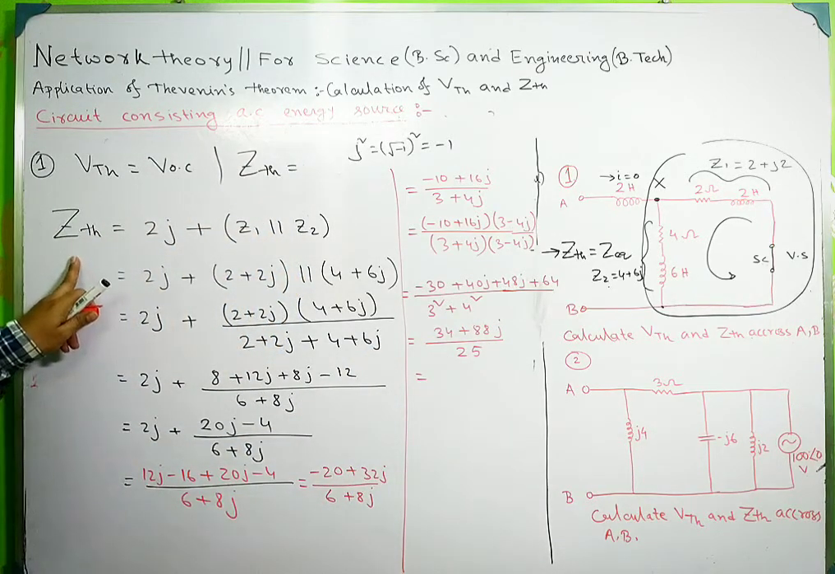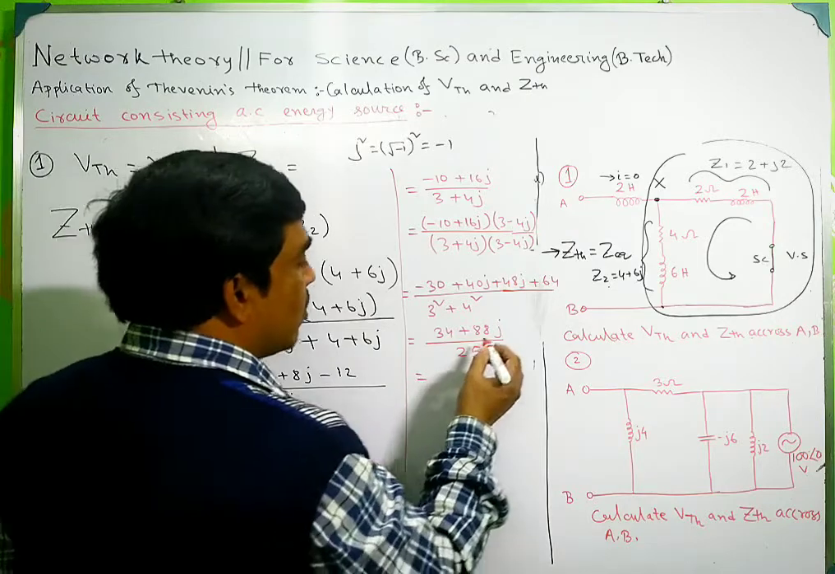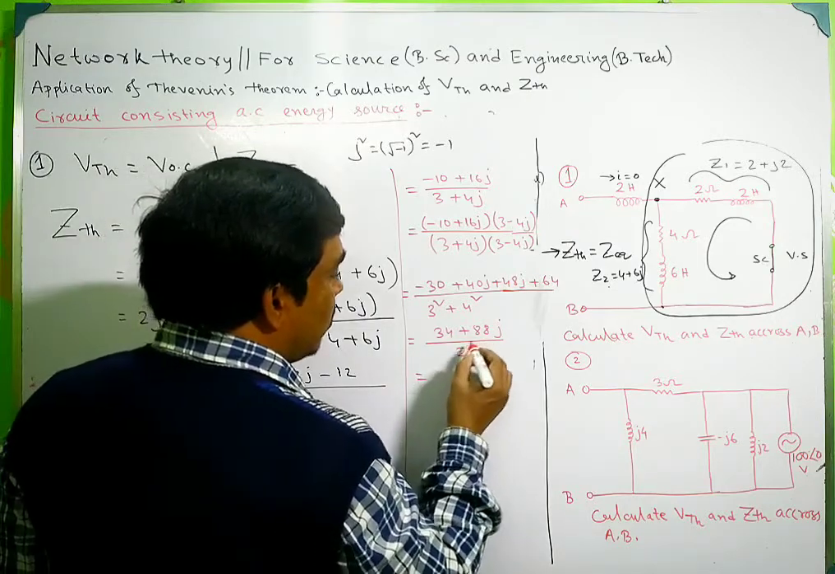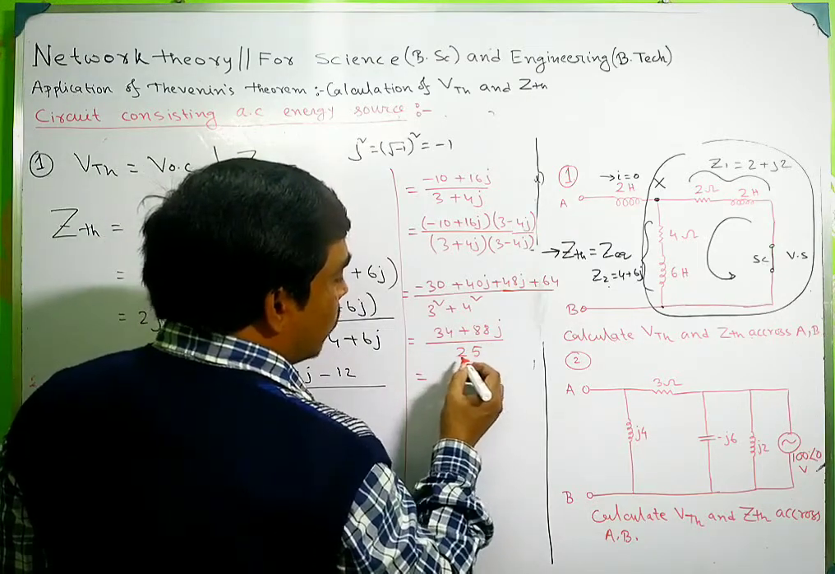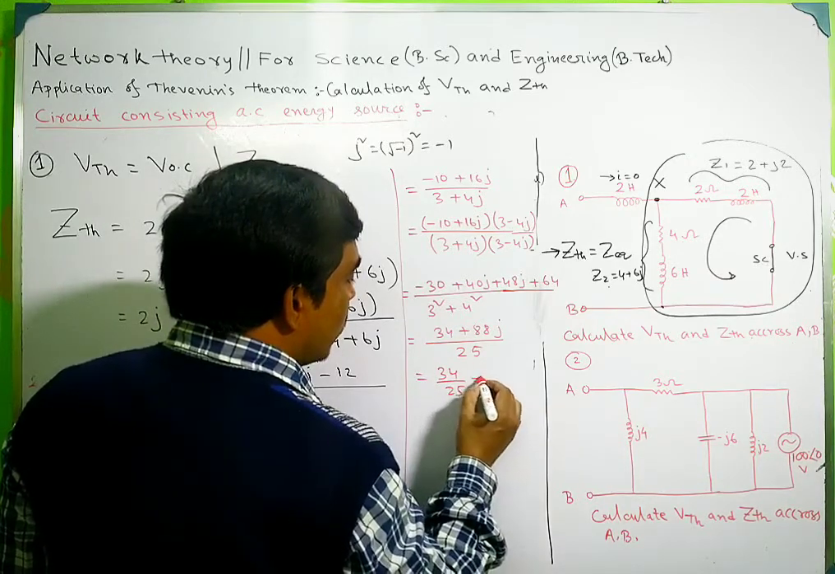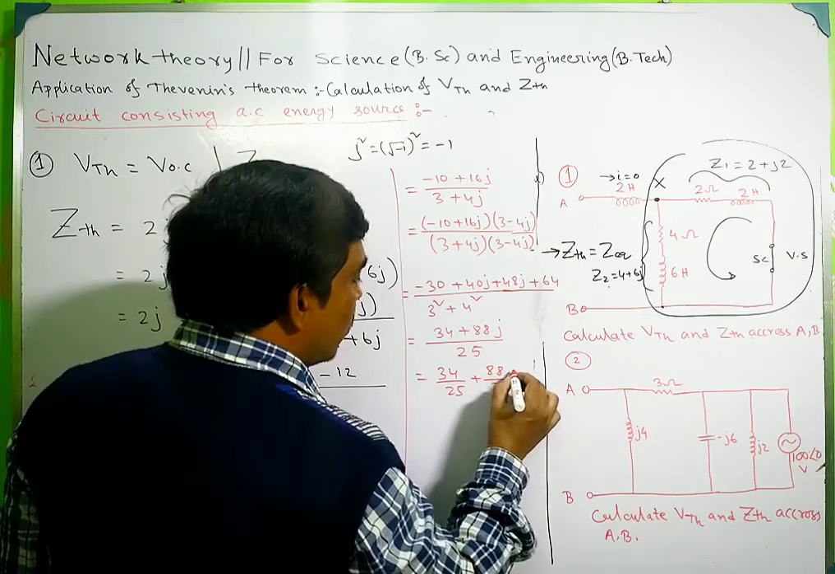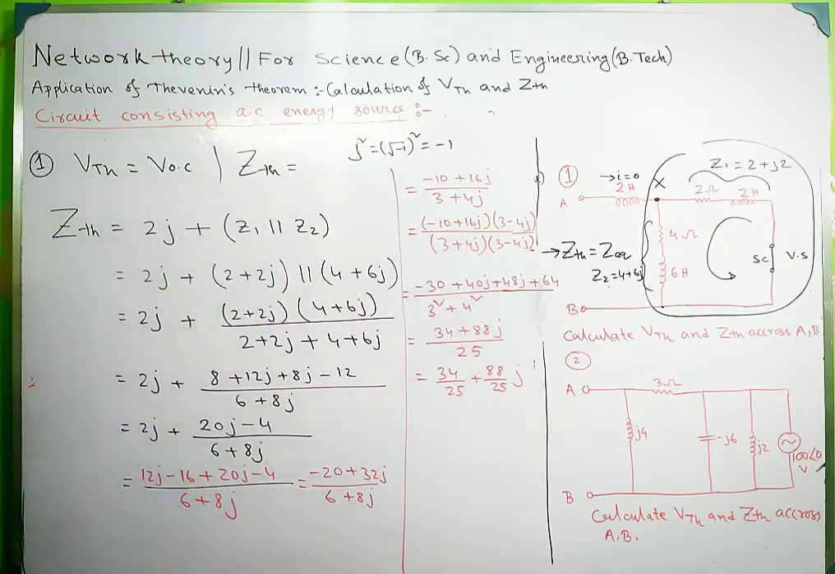If you calculate in polar form, this is the rectangular form, so it can be written as 25 plus 88 divided by 25J. This is the VTH.